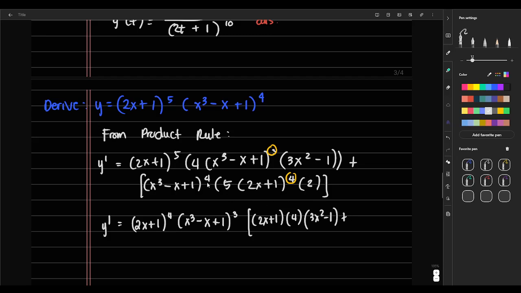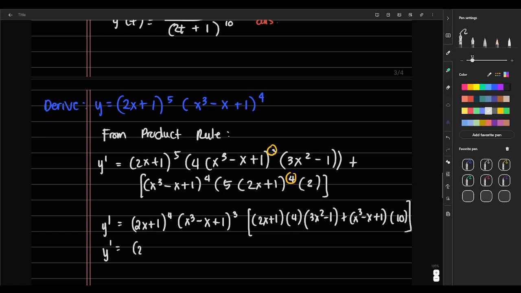Plus, what is left is x cubed minus x plus 1. Then nothing's left for 2x plus 1. Then 5 times 2, that is 10. Right? Then close bracket. Yeah, pretty much it.